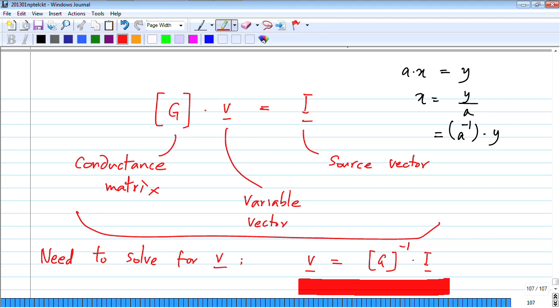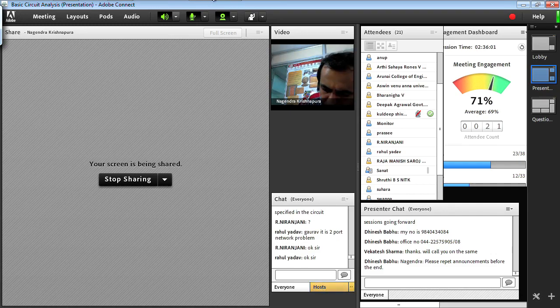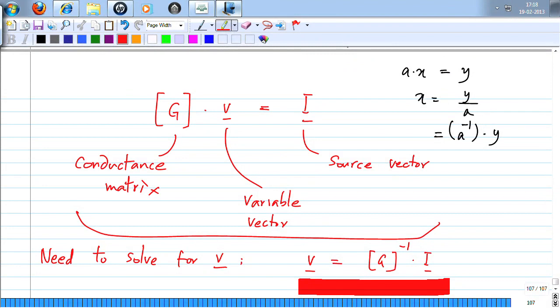Okay. Any questions on anything that I've done so far? What I've done is to set up the KCL equations at n minus 1 nodes, and I've chosen the voltage at these n minus 1 nodes with respect to the reference node as the primary variables. Okay. Okay, it appears that it is pretty clear.